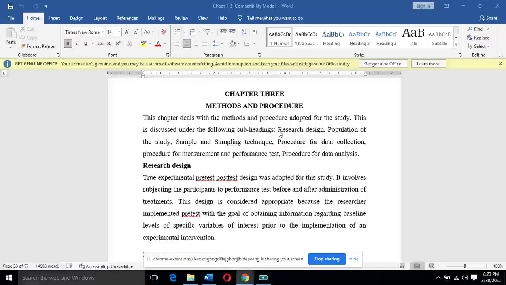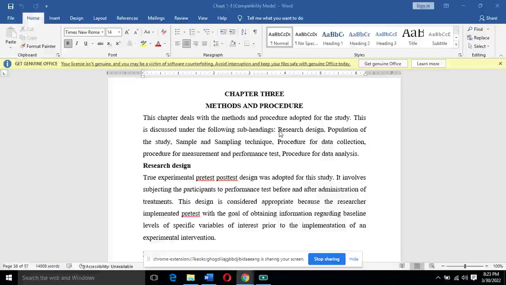For those in arts and humanities, most of the time they make use of survey, using a questionnaire in a survey research design. For this particular design, the writer is using a two-group experimental pre-test, post-test design. You can see that he stated it here, and it tells us what it involves.